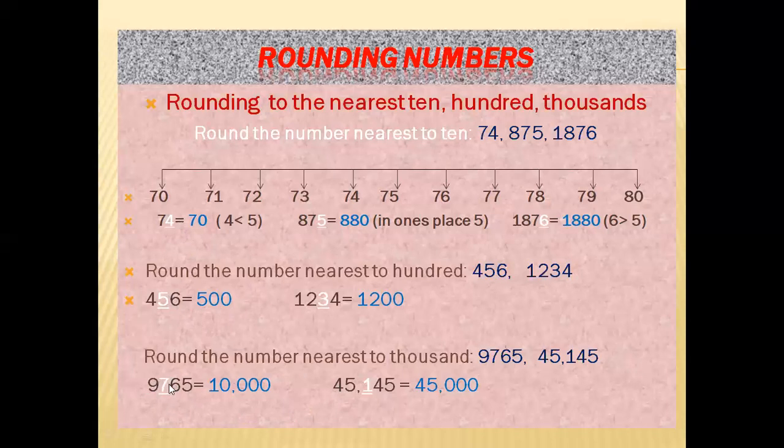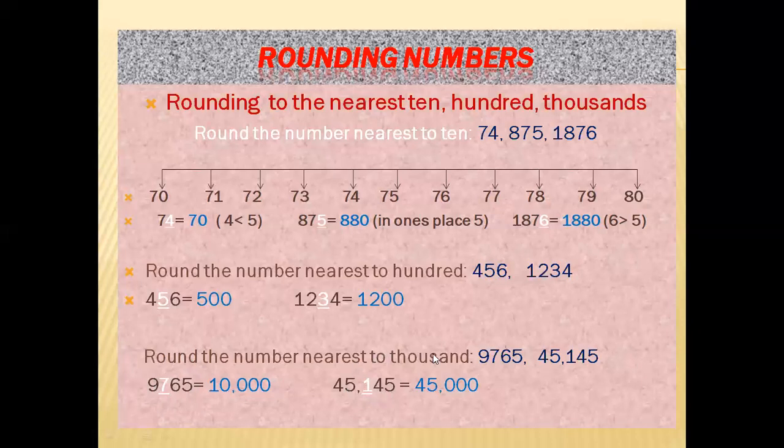In the hundreds place, if 5 or greater than 5 is there, the thousands place number changes to the next number. In the thousands place, 9 is there, so 9 plus 1 becomes 10. Understood now? And for the next numbers you have to put 0. Here 7 is there, so it becomes 10,000. Right?